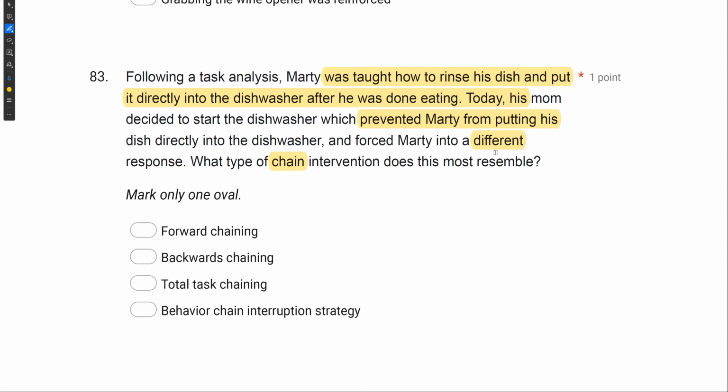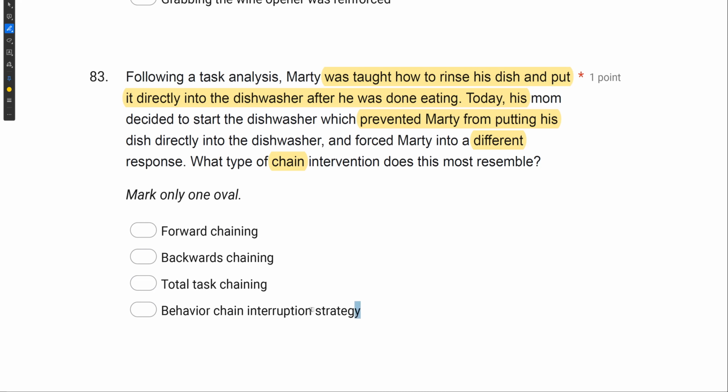All good, right? Today, his mom started the dishwasher, which changed the chain and changed Marty's behavior. What does that resemble? A, forward chaining, B, backwards chaining. Well, the chain's been taught already, right? We're no longer teaching Marty forward or backwards. So forward and backwards should not even be on your radar. Total task, maybe, right? But is she teaching Marty this new behavior? No, what she's doing is she's interrupting the chain, forcing Marty into a different behavior.